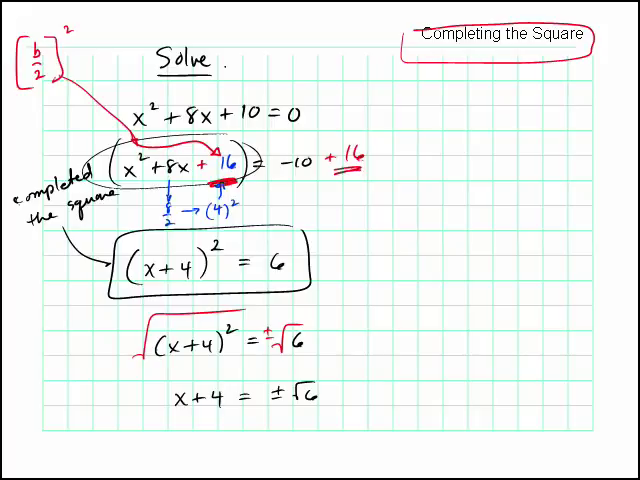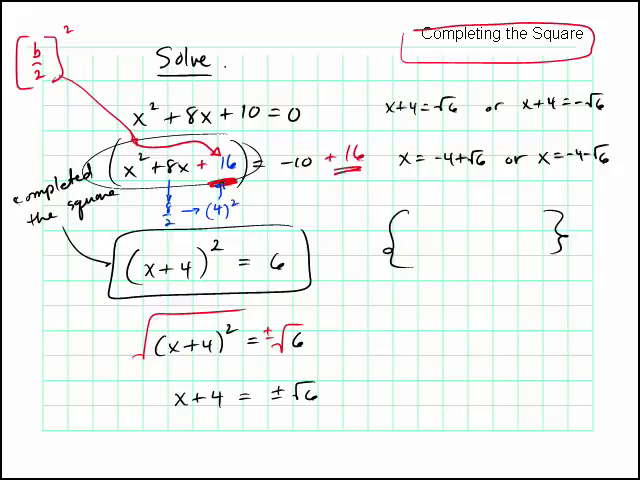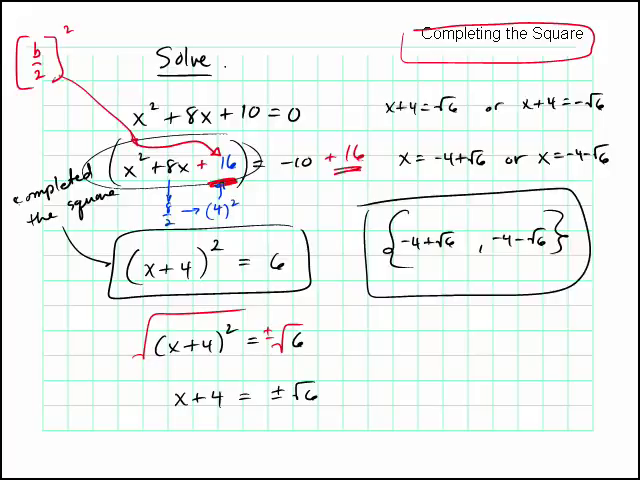Splitting that into two parts, x plus 4 could be positive square root 6, or x plus 4 could be negative square root 6, negative sign. If I solve this equation, I get x equals negative 4 plus square root 6, and if I solve this one, I get x equals negative 4 minus square root 6. So the two solutions to this equation are right there. I have solved my equation by completing the square.